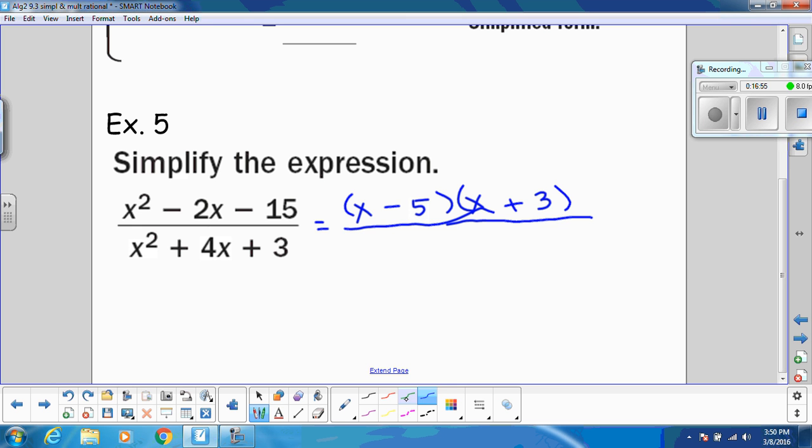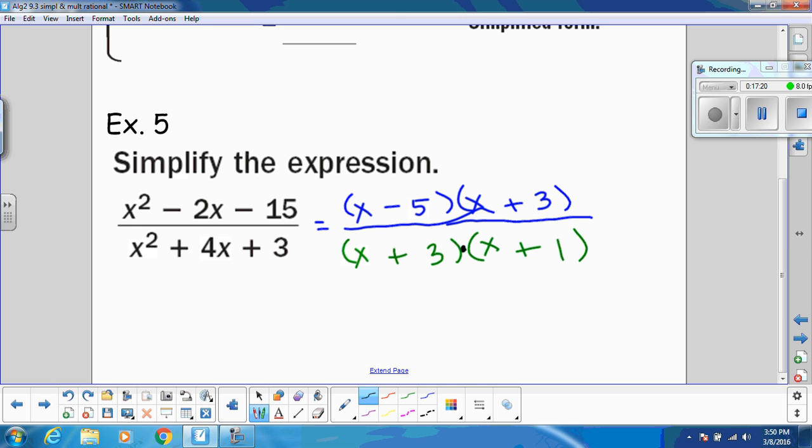Okay, so that's the numerator. Let's do the same thing on the denominator. Denominator is kind of the same boat. We don't have any greatest common factors. We have 3 terms. So we want to find 2 numbers that multiply to give us 3, add to give us 4. Well, there's only 2 numbers that multiply to give us 3, and that's 3 and 1.